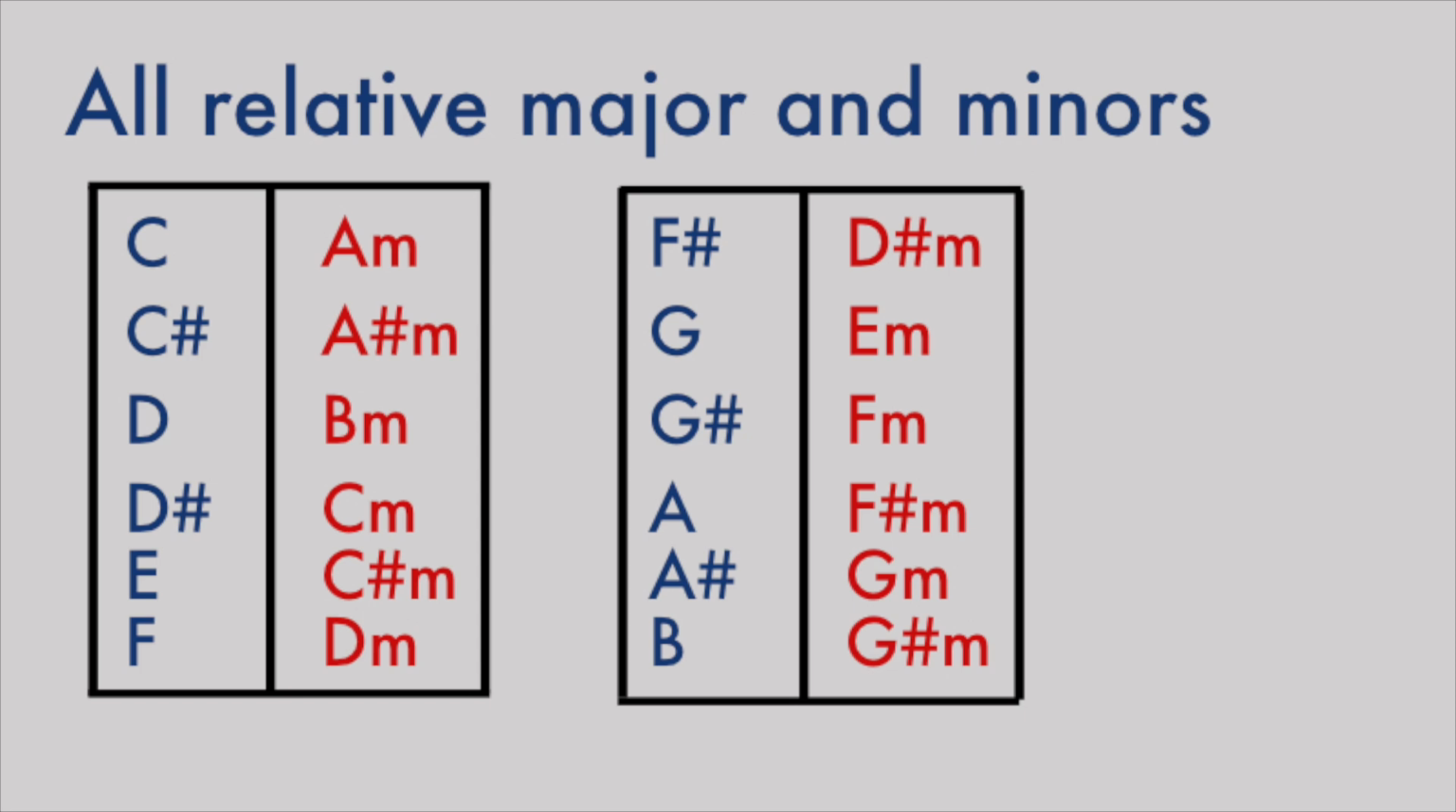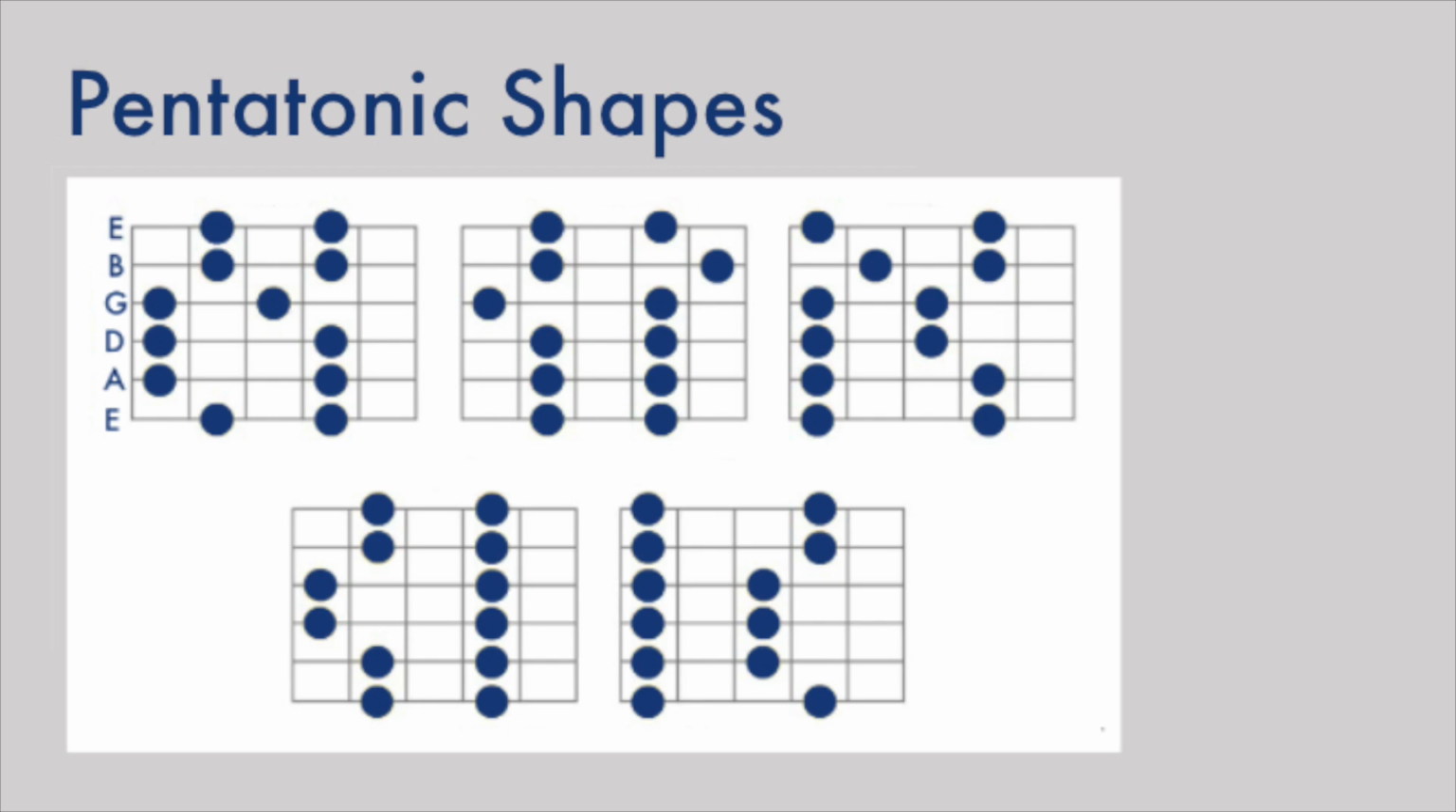And do you remember that each major has a relative minor? For example, the C major pentatonic has the exact same notes as the A minor pentatonic, only the root note changes. So if you know these 5 shapes, you can play all major and minor pentatonic scales all over the fretboard. It might look difficult, but they're actually really easy to remember.